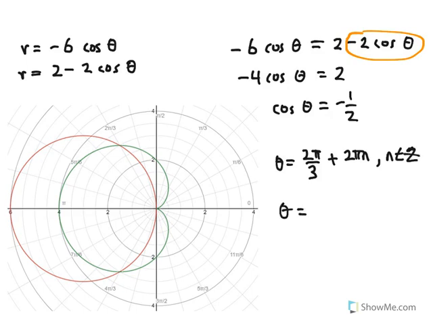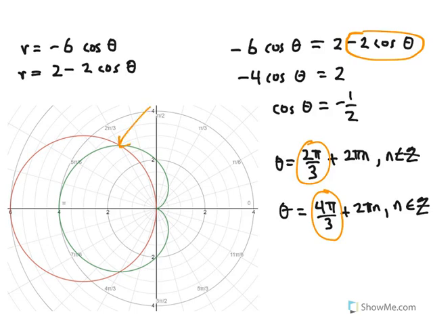You also get theta is equal to 4 pi over 3 plus 2 pi n, where n is an integer. And when you set n equal to 0, you get 2 pi over 3 and 4 pi over 3, giving us the theta coordinates of these 2 points of intersection between the circle and the cardioid.